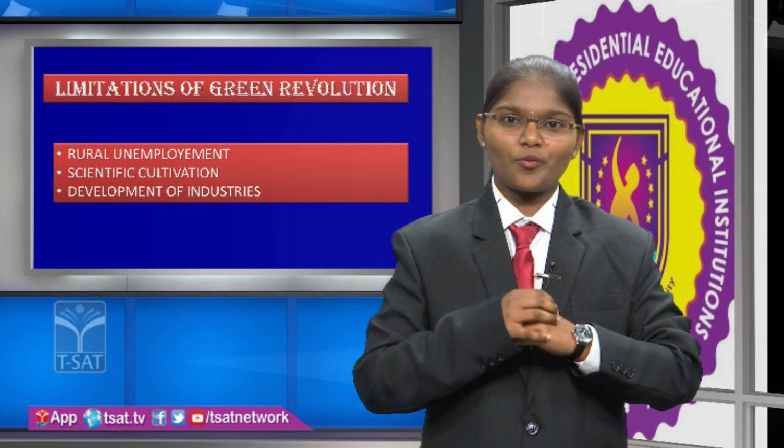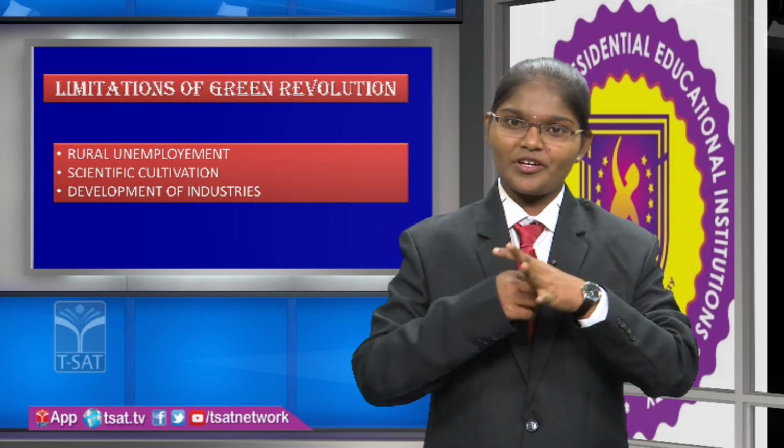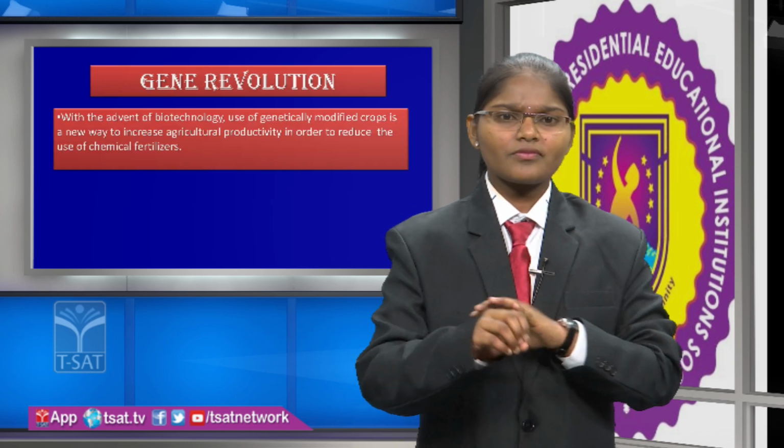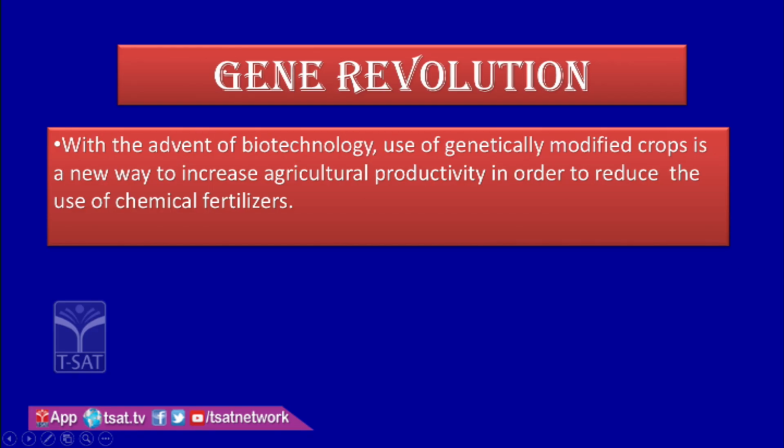To have clear information on the topic, let us go for the mind map. First, we learned about the definition, methods and factors responsible for the Green Revolution, the methods of M.S. Swaminathan, and also the advantages and disadvantages of the Green Revolution. Till now, we have seen the Green Revolution.